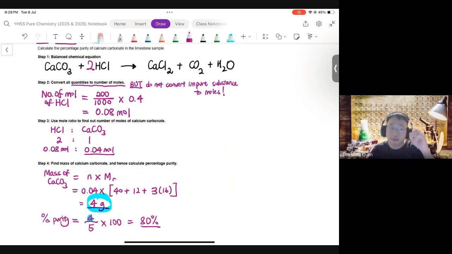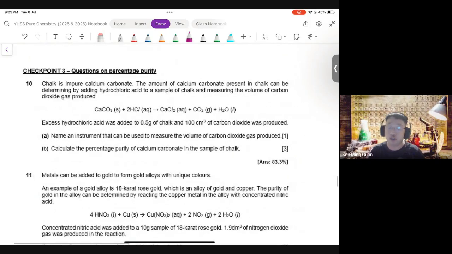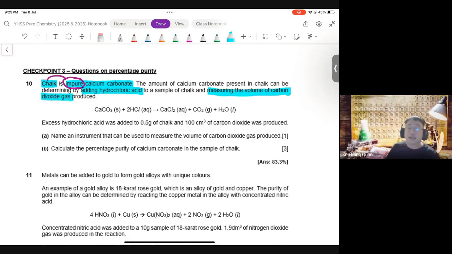Now, before we go, let me just do one more example for you, and that is actually inside checkpoint 3. Let's do question 10 together. Again, highlight chemical names. Chalk, impure calcium carbonate, very important. Chalk is impure, all right? So how do you determine the amount of calcium carbonate in chalk? You add hydrochloric acid to the sample of chalk.